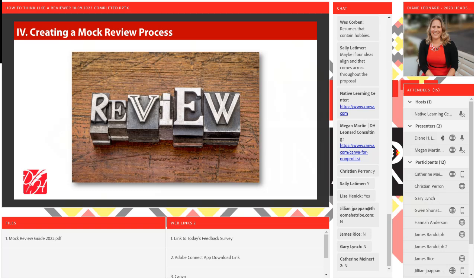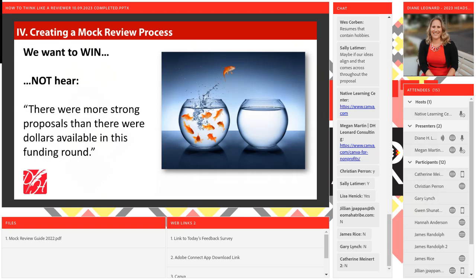Now, this mock review that we're about to talk about, this is where that downloadable file in the Adobe system is related. I'm going to talk about something called a mock review process. And the reason why I do believe I can safely speak for all of us in this room today when I say that we each want to win. We do not spend time writing applications for grant funding in order to get rejected. We want to win. Our organizations need the funding. And I don't think anyone likes to read or hear that there were more strong proposals than there were dollars available in this funding round.